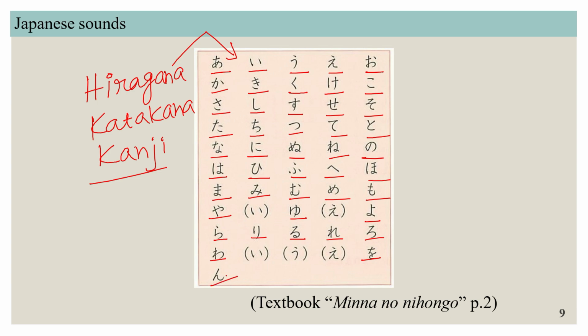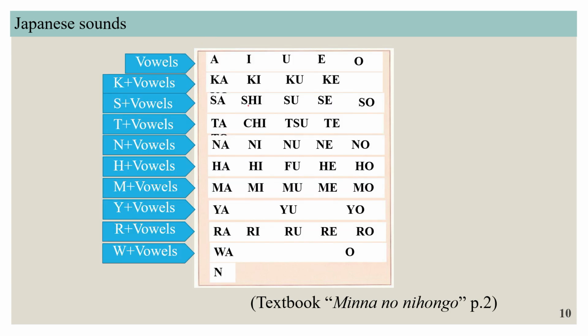This is the N sound in English. So let's study in detail. A. So we will write A like this. E, we will write E. U, this is the way we can write U. A, we can write this way. O, this is O.